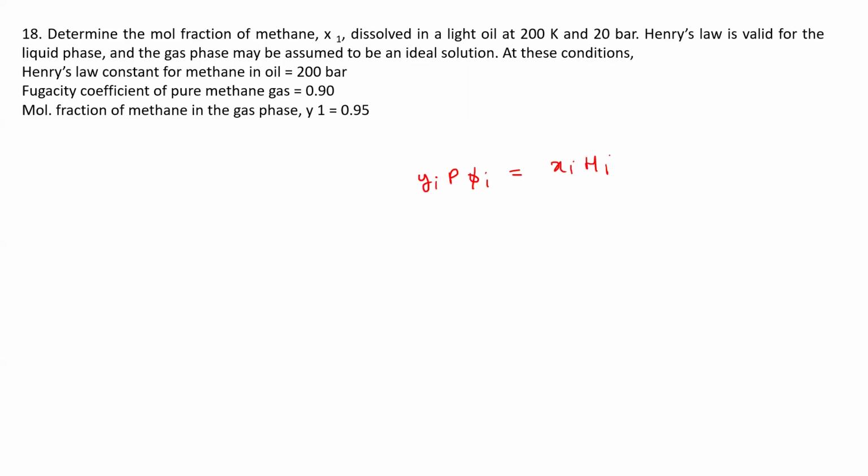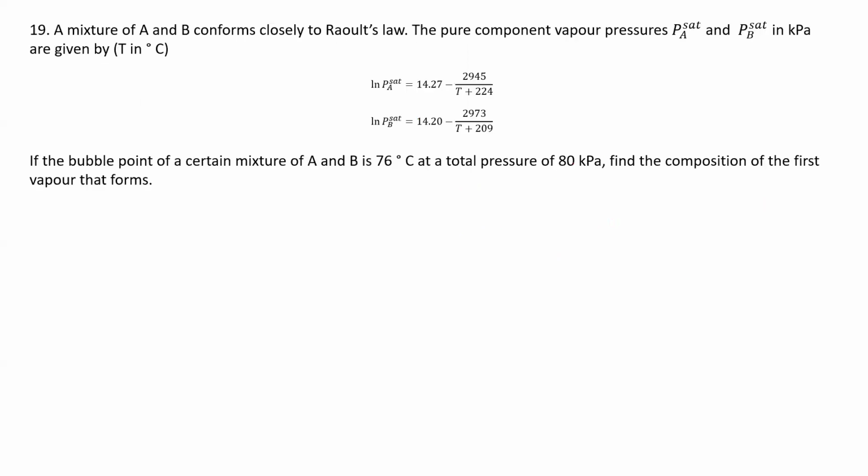Anyway, they have given the fugacity coefficient here. So yi of the methane is 0.95, into pressure, which is given as 20 bar, into 0.9, the fugacity coefficient, equals xi, which is not known, into the Henry's constant, which is 200 bar. So from here, we find that x is equal to 0.085. Okay. Next question.